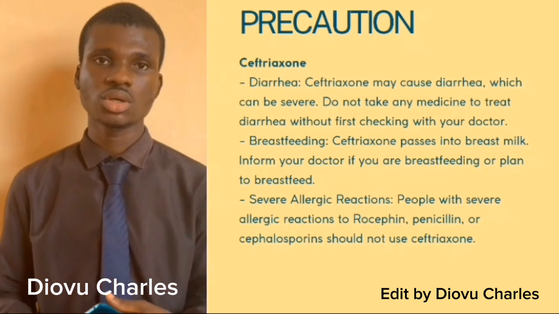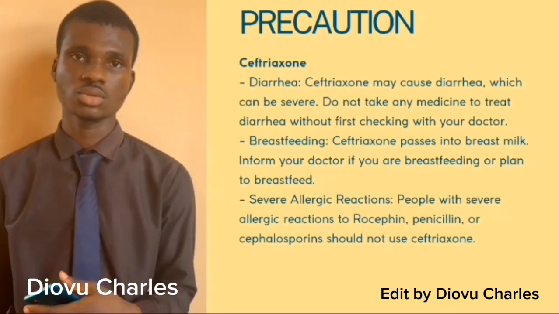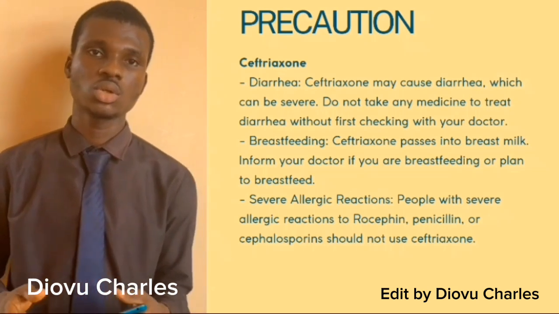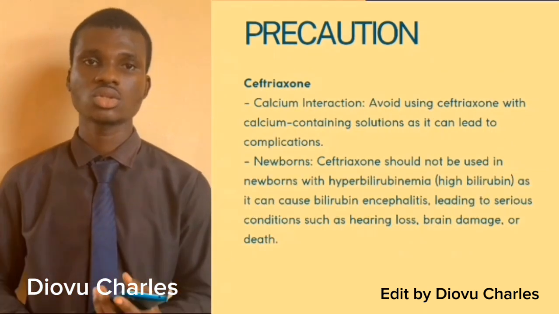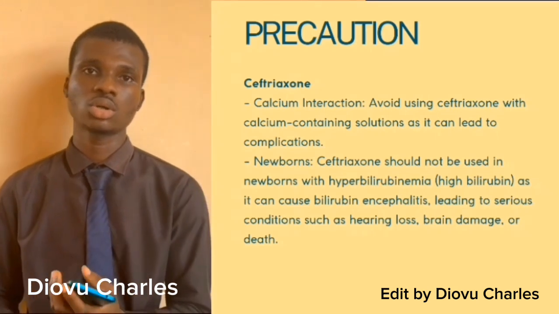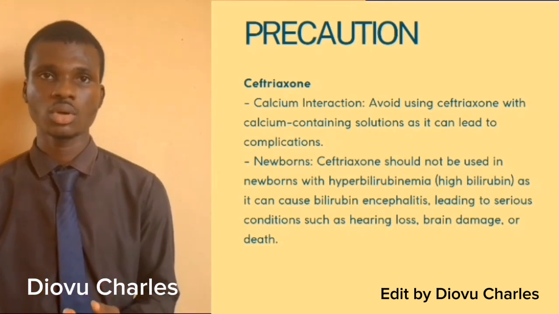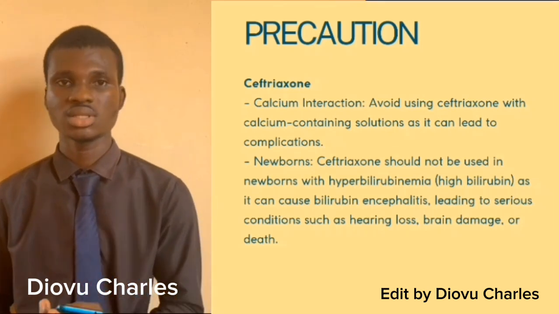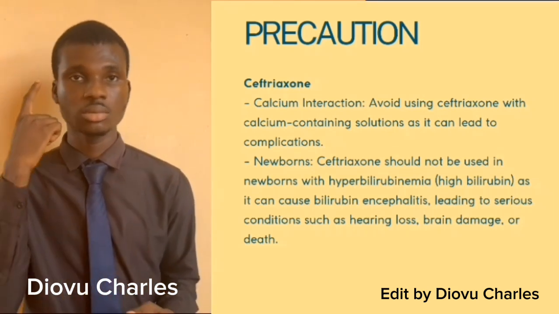Ceftriaxone can also cause severe diarrhea, and this is an indication of secondary infections. Breastfeeding mothers should also take note of this drug because it can pass into breast milk. It's also important to avoid taking this drug with calcium-containing solutions, and also in newborns with hyperbilirubinemia because it can cause bilirubin encephalopathy, which can lead to serious conditions like hearing loss, brain damage, and even death.